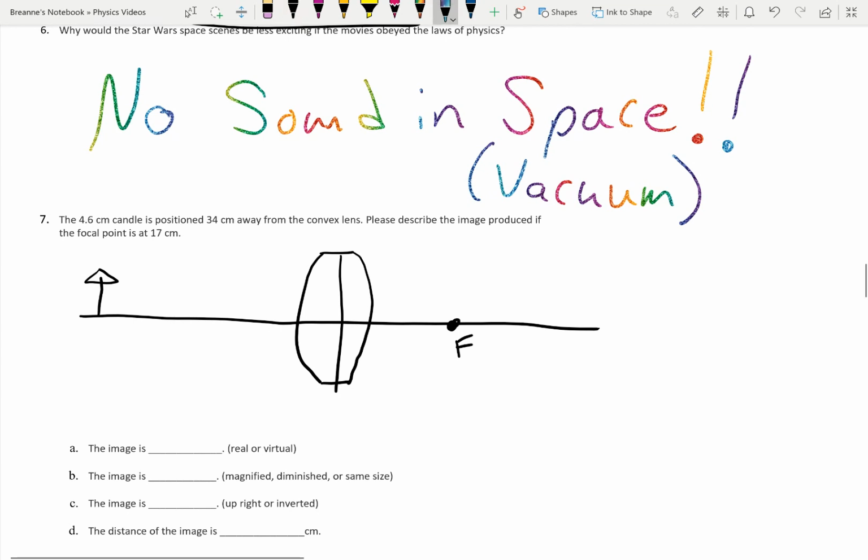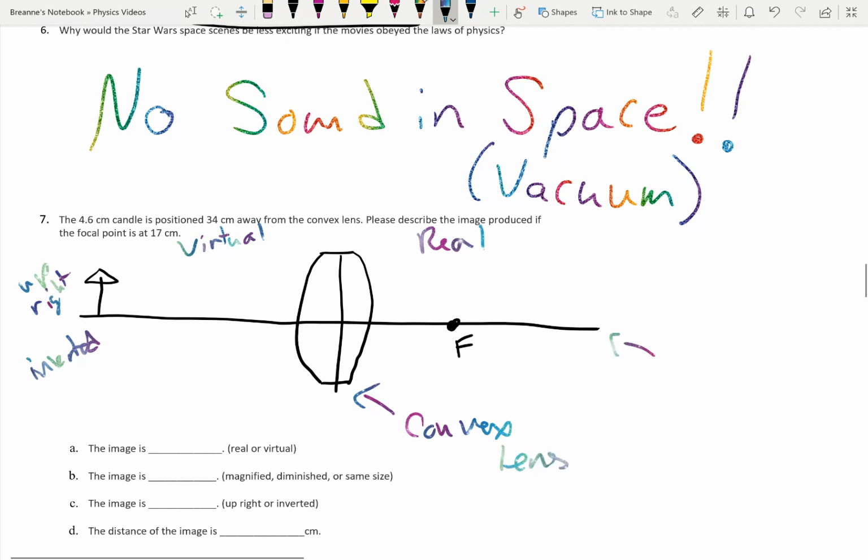So again, let's label a couple of things. Remember, this is a lens, so this side is real, and this side is virtual. Again, this one's upright. This is inverted. This is your convex lens. And this is our optical axis. Of course, that is our focal point. So let's draw it out.